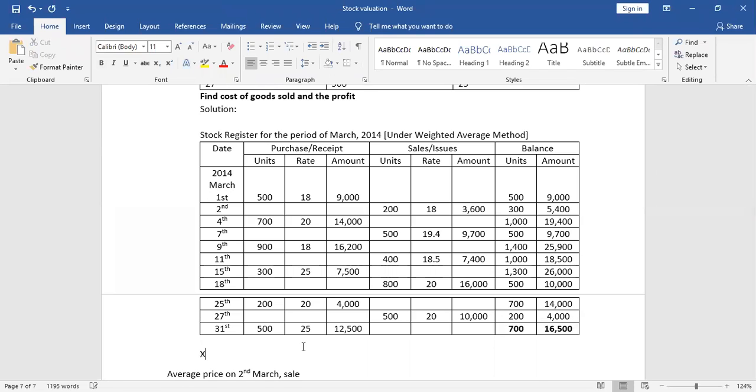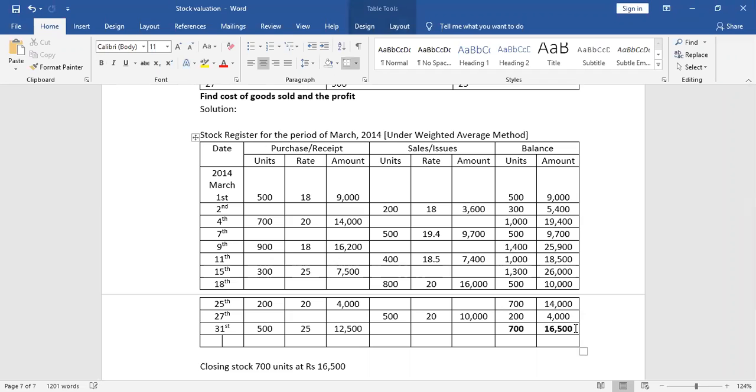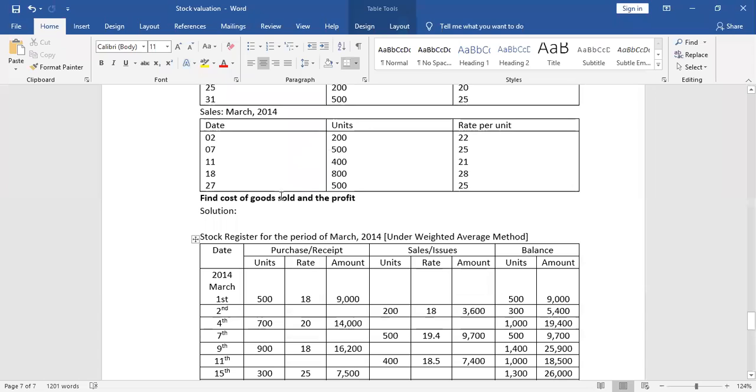So we will write here, closing stock. How much units? 700 units. Closing stock 700 units at rupees 16,500. We got the closing stock. But हमें क्वेश्चन में क्लोजिंग स्टॉक पूछा है या कुछ और पूछा है? What have they asked us in the question? See, they have asked us cost of goods sold and profit.